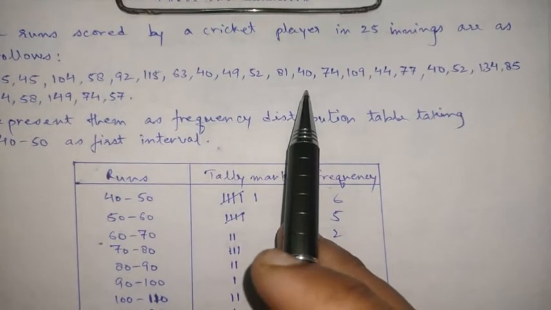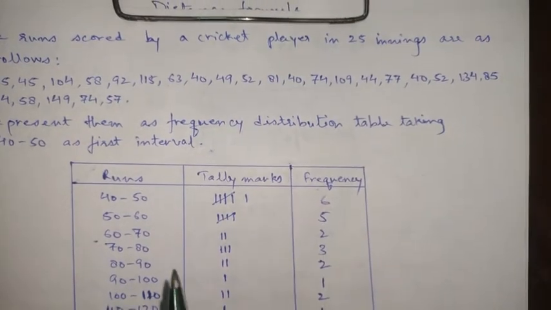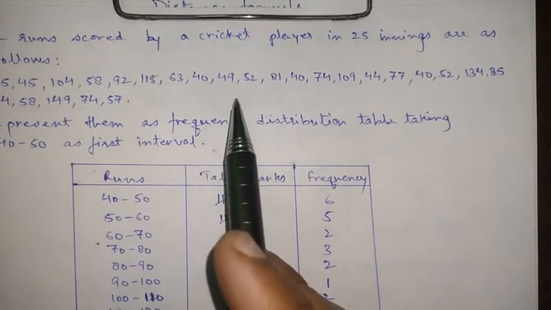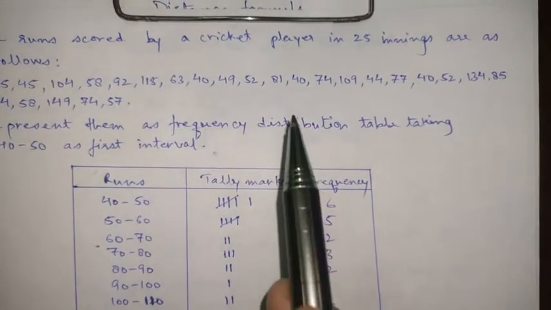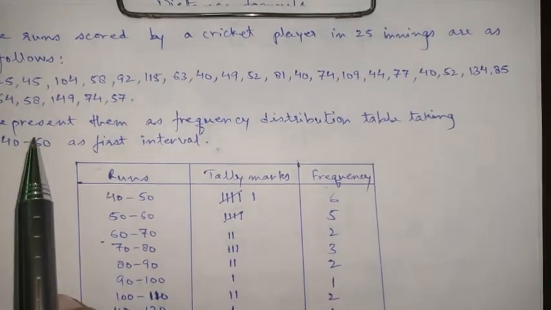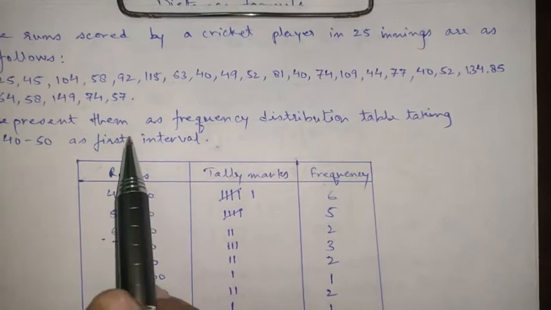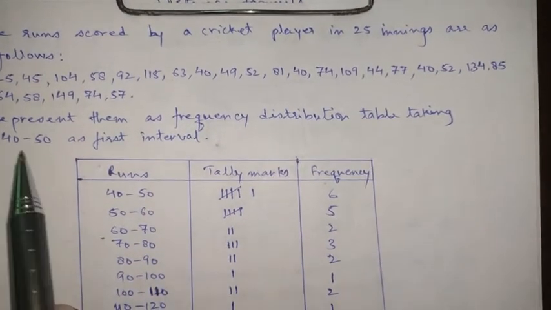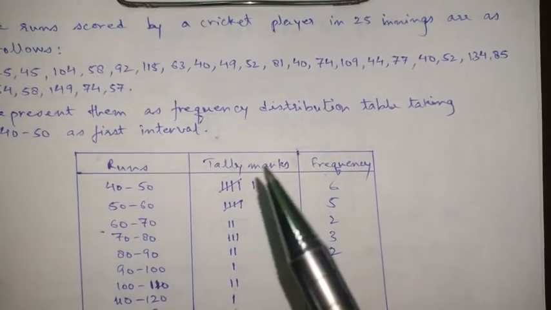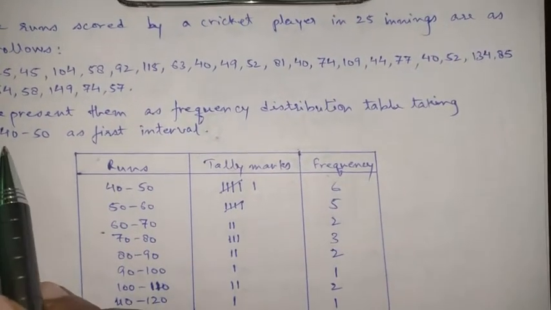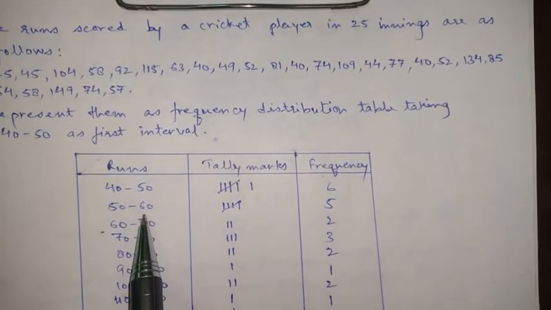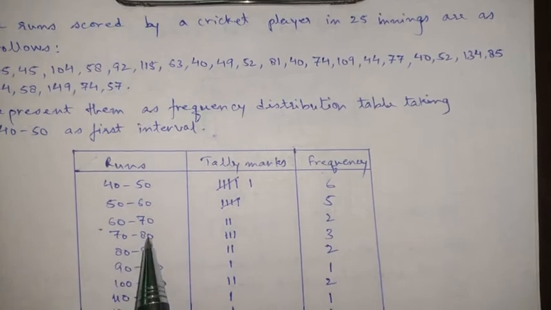Now for drawing a frequency distribution table, you have to form classes. Whenever data like this is given, you have to form classes. Classes are actually small groups between two values. So as it is already said in the question, represent them as a frequency distribution table taking 40 to 50 as the first interval. Now 40 to 50 is actually the first class or first class interval. Now if the first class interval is from 40 to 50, then the next will be from 50 to 60 and the next one will be from 60 to 70 and so on.